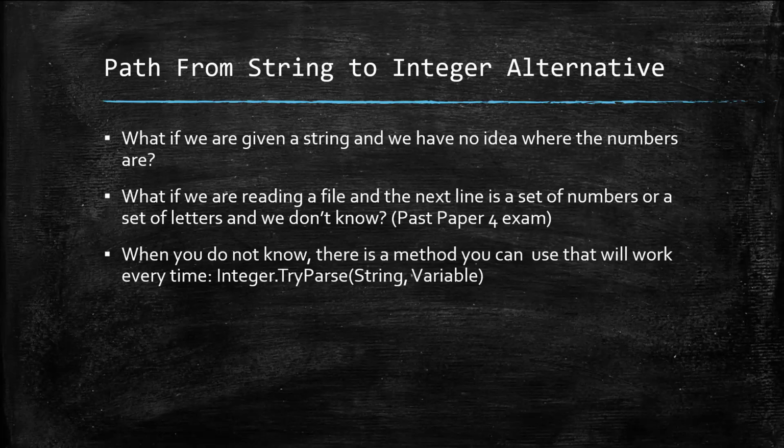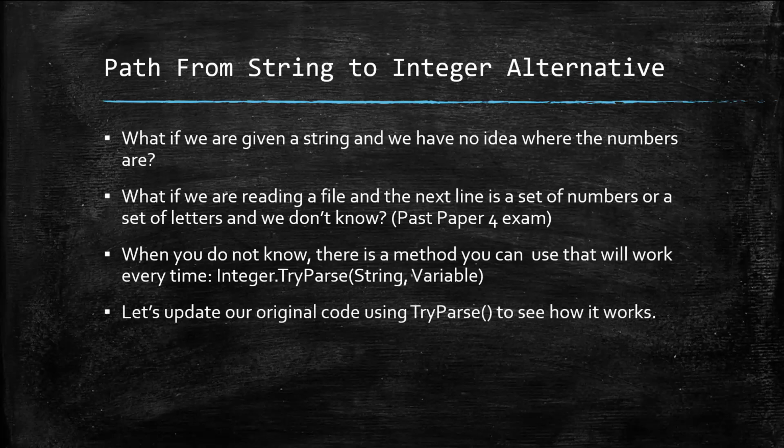Now, when you don't know, there is a method you can use that will work every single time. You can also use this method when you do know. And I prefer this method over the parse method. We'll talk about why in a minute. And that's the Integer.TryParse method. It takes a string, then a variable where you're going to store that conversion. So let's update our original code using TryParse so we can see how it works.